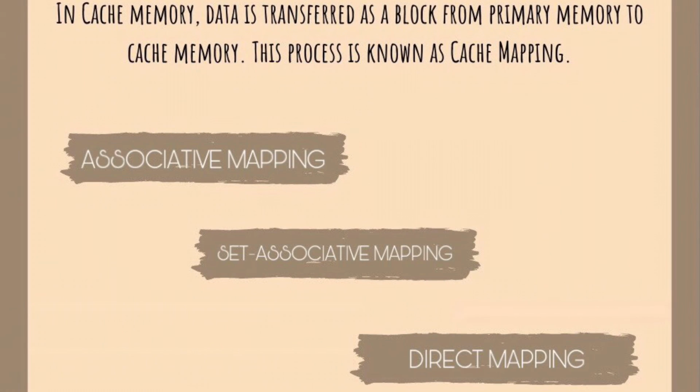In cache memory, data is transferred as a block from primary memory to cache memory. This process is known as cache mapping. There are 3 types of cache mapping: associative mapping, set associative mapping, and direct mapping. I will explain about the difference between direct mapping, associative mapping, and set associative mapping.